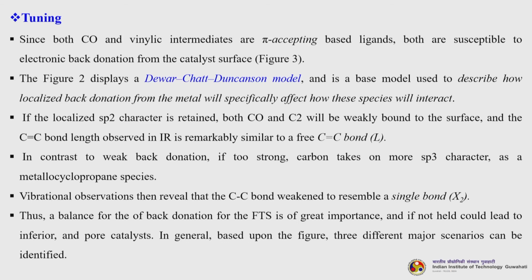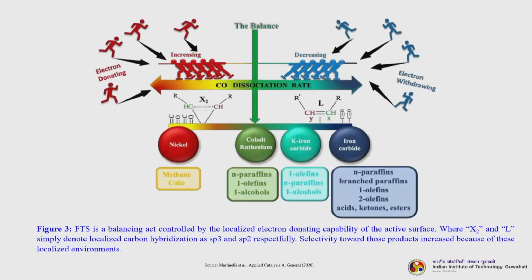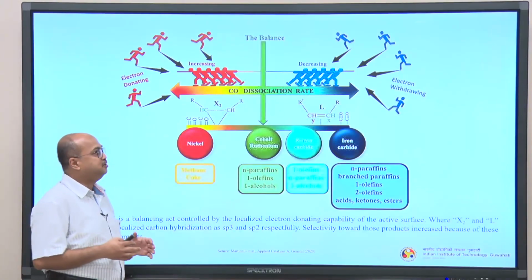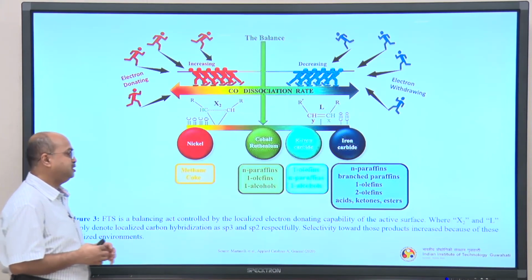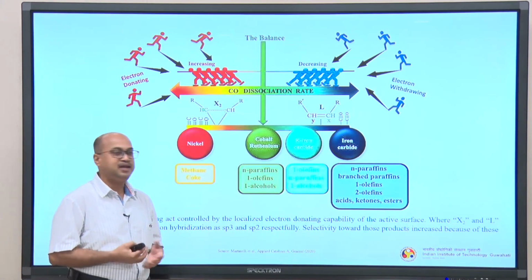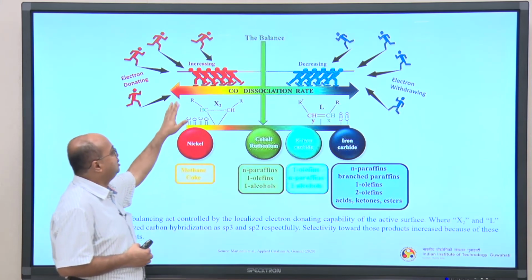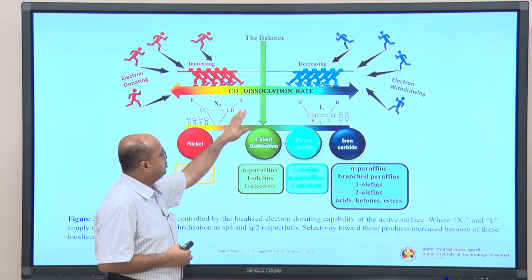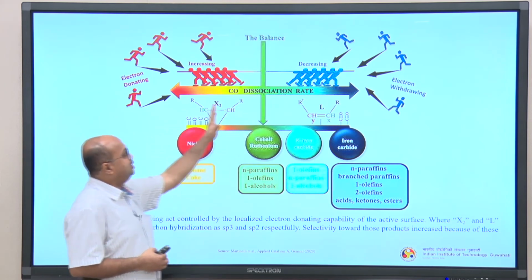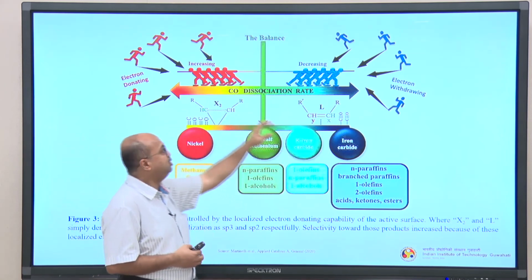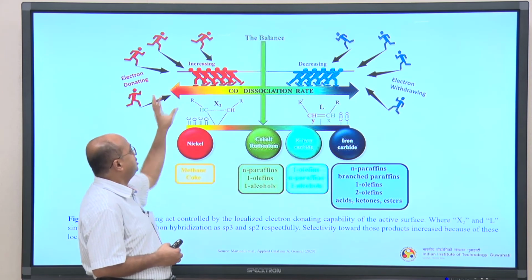Okay. So, we will see a mechanism here. This is the FTS mechanism. It is a balancing act controlled by the localized electron donating capability of the active surface. You can see that the carbon monoxide dissociation rate is decreasing on this side, where the electrons are withdrawing, and increasing here, where the electrons are donating.